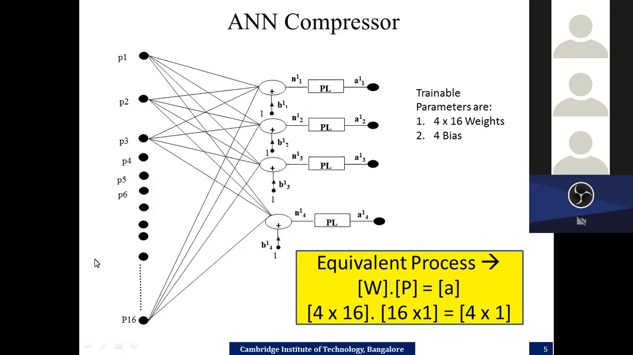Now this entire structure, whatever we have over here, is mathematically represented as 4 cross 16 multiplied by 16 cross 1, which will give you an output of 4 cross 1. So you have 4 cross 16, the weights, which are all here, and your input is 16 cross 1. So there are 16 rows and 1 column. When you multiply this, the output will become 4 cross 1. So this is the mathematical equivalent of the hidden layer or the compressor.